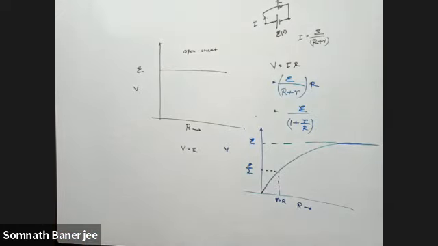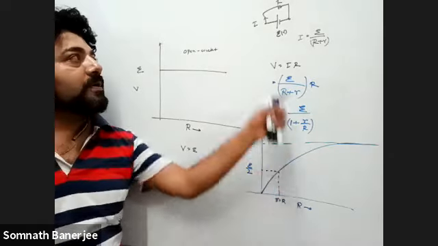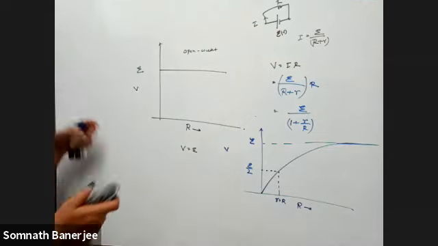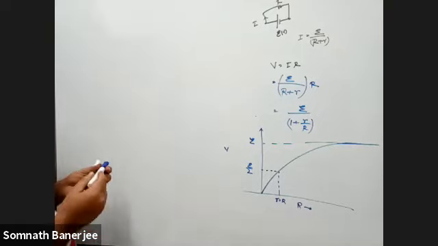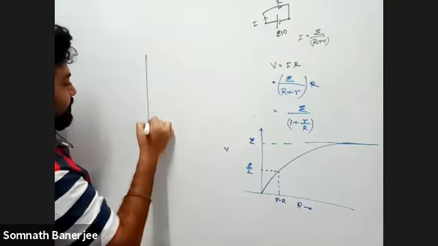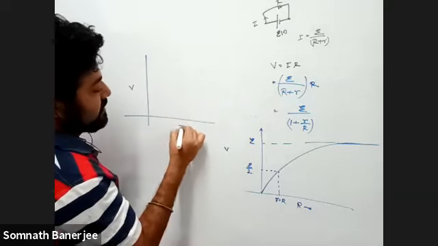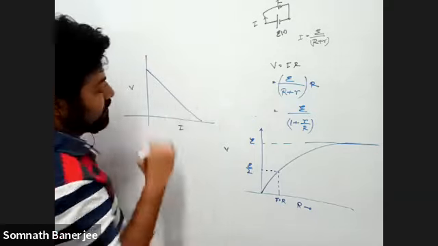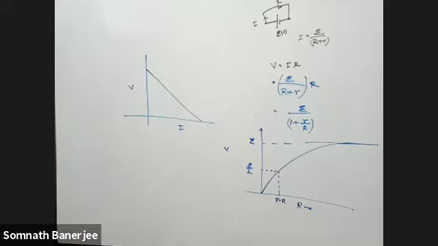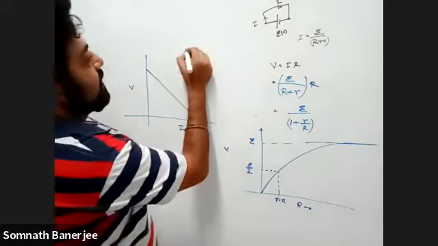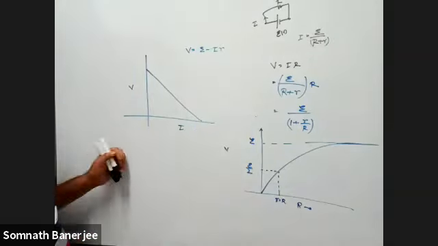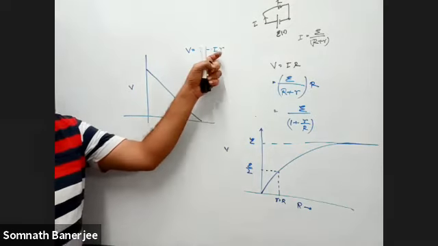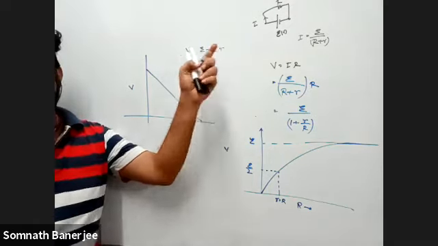And one more thing which is very, very important. This graph is between EMF and current, for the charging case, because the charging case is most important. And the second graph is the voltage versus current. This is a straight line graph. Why is this a straight line graph, and why is this graph very, very important? See, terminal voltage equals EMF minus current into internal resistance. So when the current is zero, that means no current flows through the circuit. That means it's an open circuit.